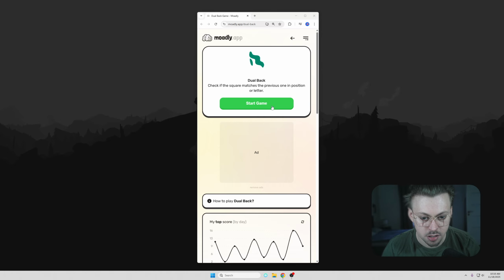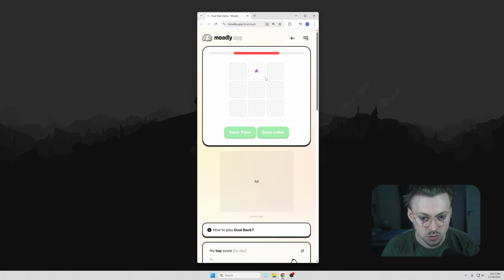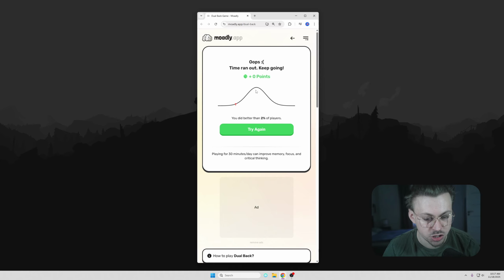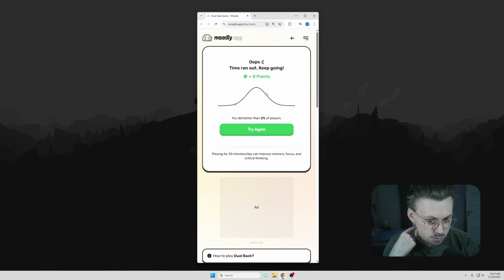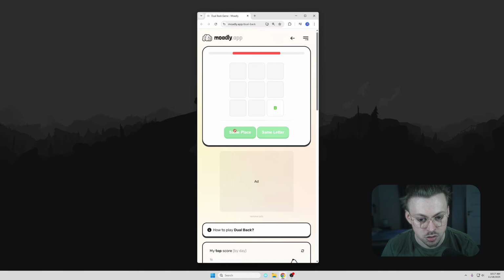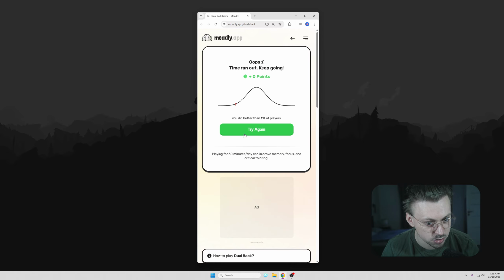Okay, so this game is pretty simple. You start with a letter in a position, one of the 9 grid squares, and you have to tap on it. So if we started with C in the middle, and the next position we had C in a different place, in the top left, basically what changed is it was the same letter but not in the same place. In this case, it was in the same place.